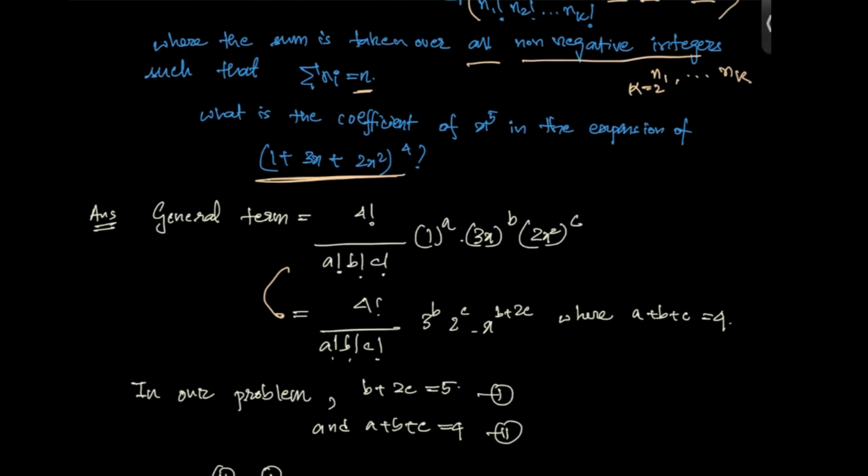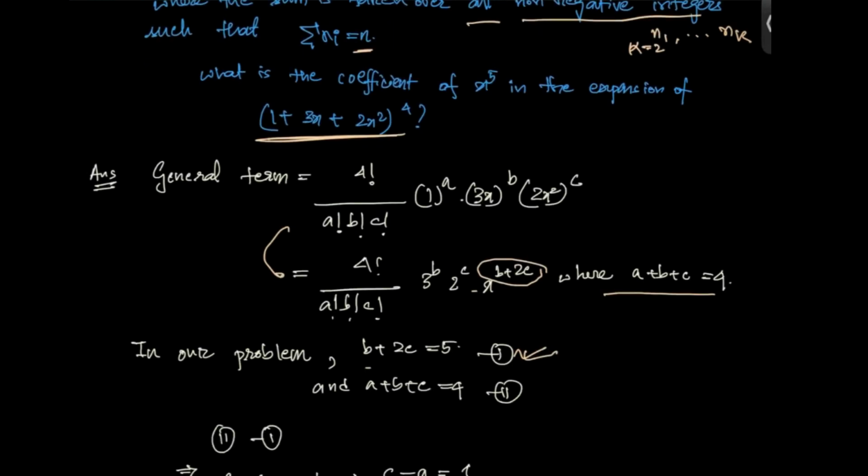And we have that a plus b plus c is equal to 4. So now since we are trying to find the coefficient of x to the power 5, we know that this thing must be 5. So that's where we have this first equation, b plus 2c is equal to 5. And we know that the sum of the non-negative integers must be 4. So we have the second equation here.